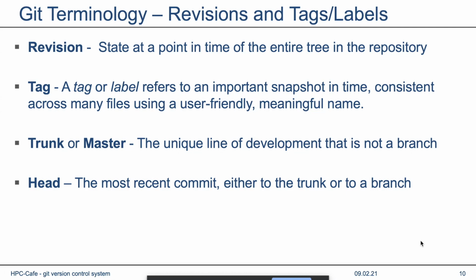Trunk or master, this is the unique line of development that is not a branch. So the root branch where all other branches branch from, you could say. In Git it is called master, but this is really not a strict rule. It's only a convention that it's called master. Still, everybody calls it master. And head is the most recent commit. This is also a special label, the most recent commit either to the trunk or to a branch.